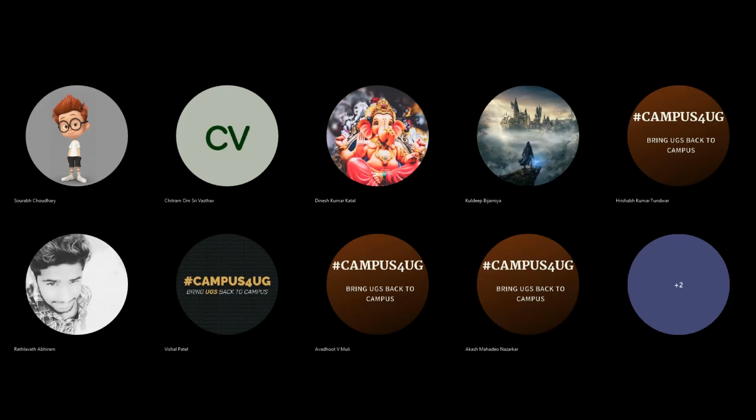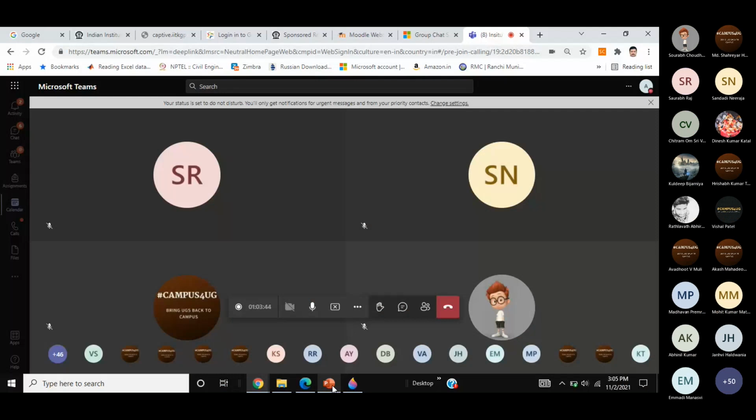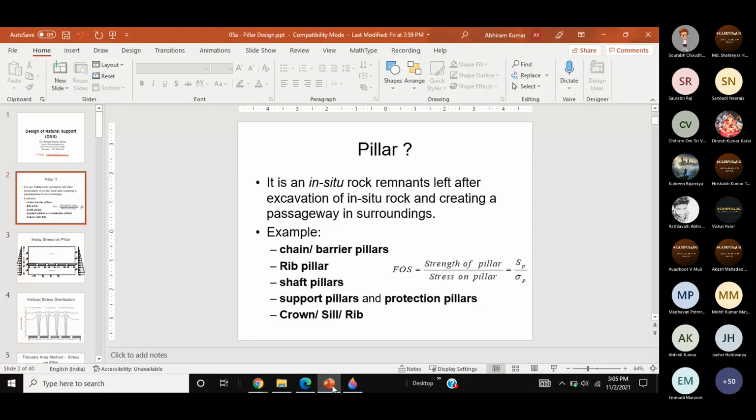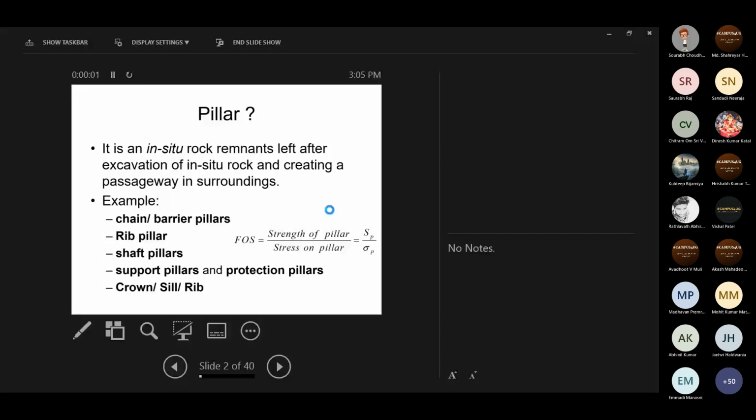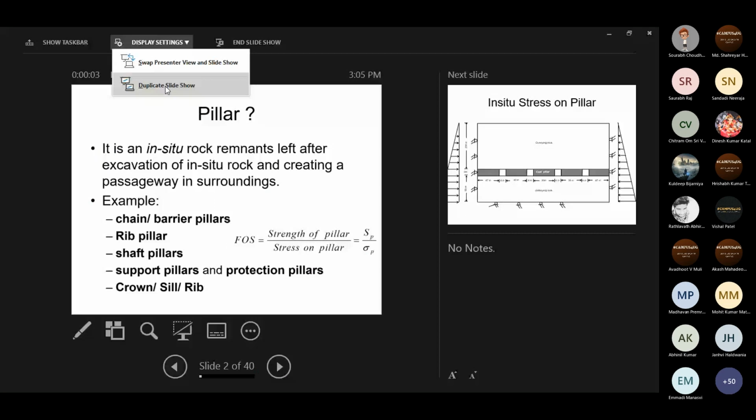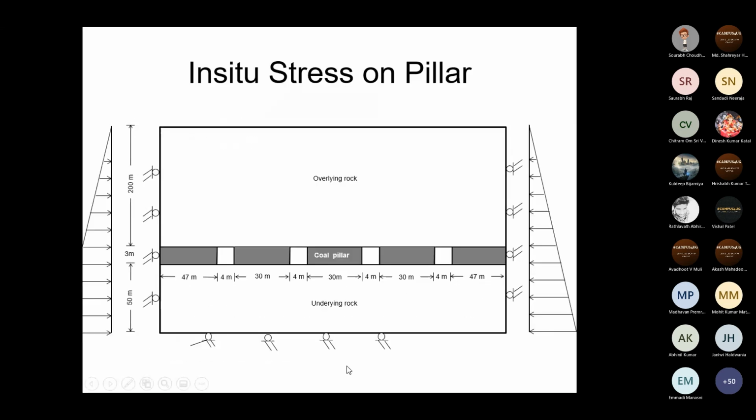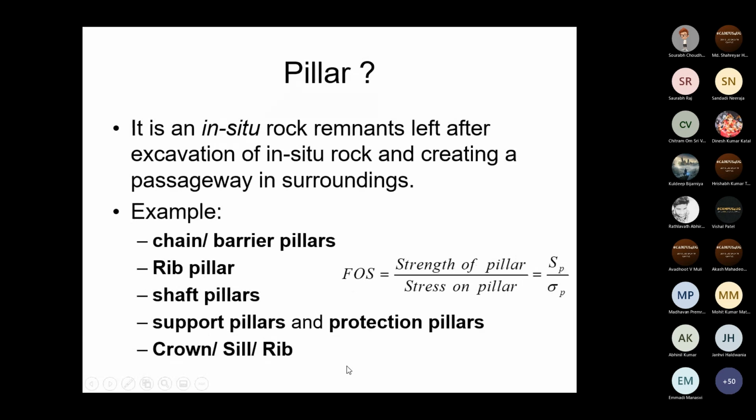Telling that we are going to discuss the factor of safety. We are going to design the support based on the factor of safety, and this factor of safety of these pillars is being defined by two parameters.